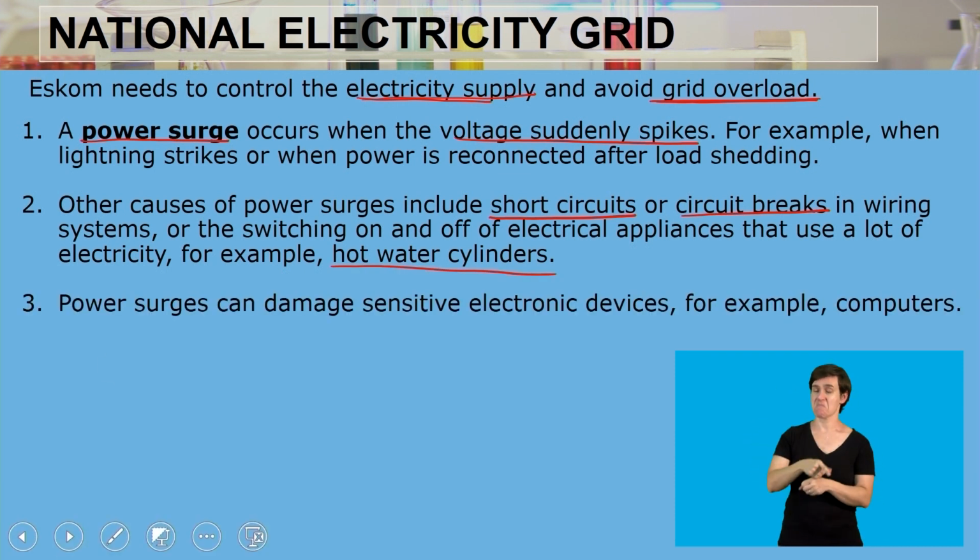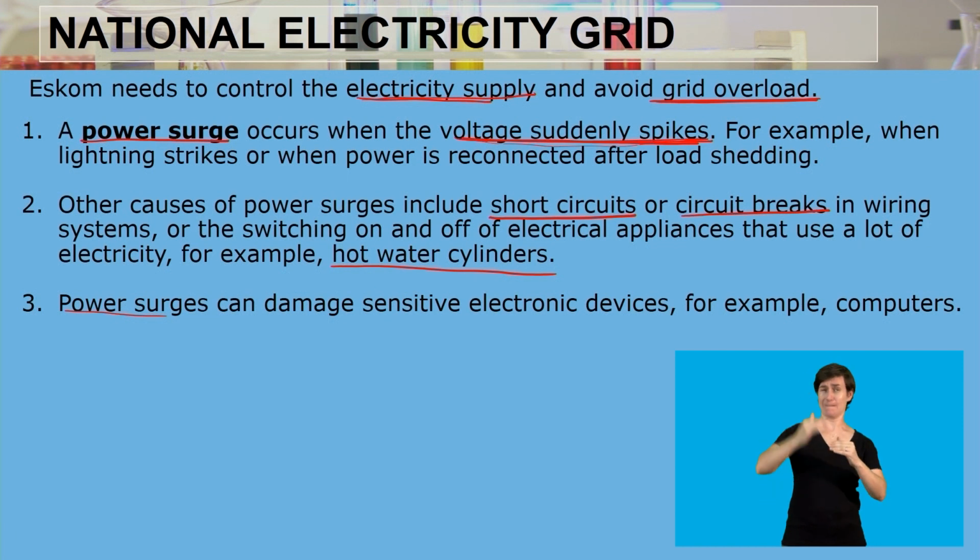Number 3, a power surge can damage sensitive electronic devices such as computers. So your computer can be damaged by a power surge. And remember, we know that a power surge occurs when the voltage suddenly spikes. When does that happen? After load shedding or when there's a lightning strike.